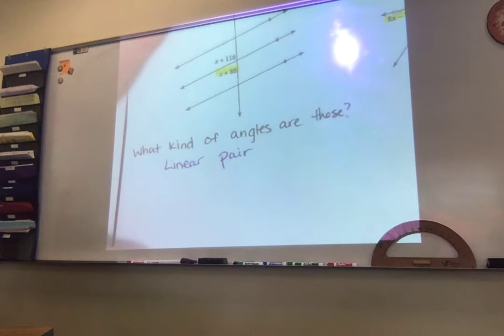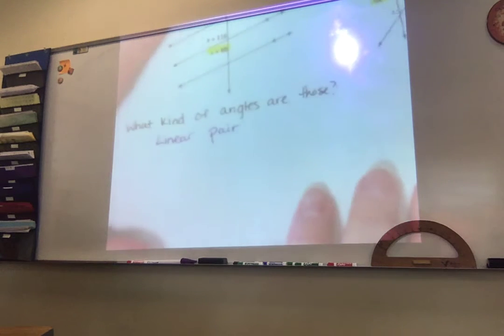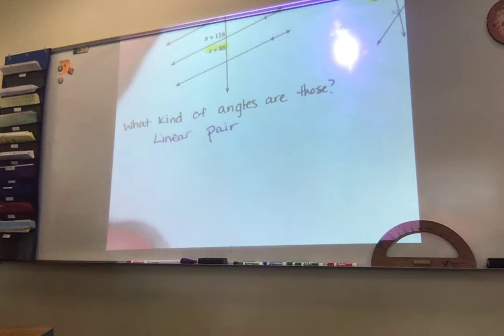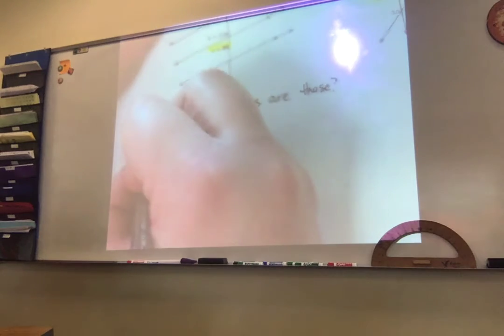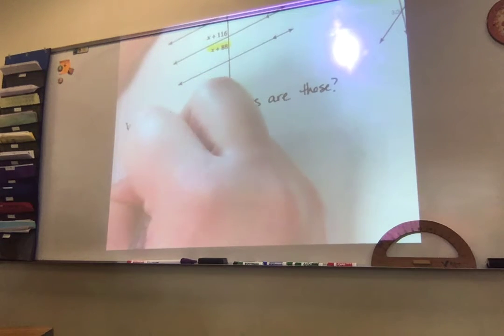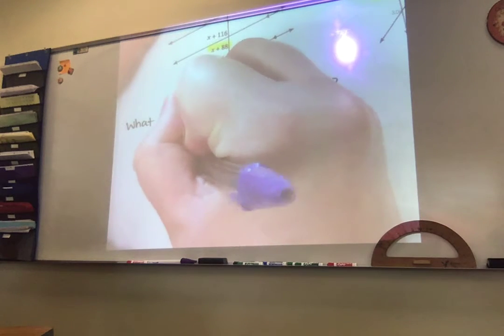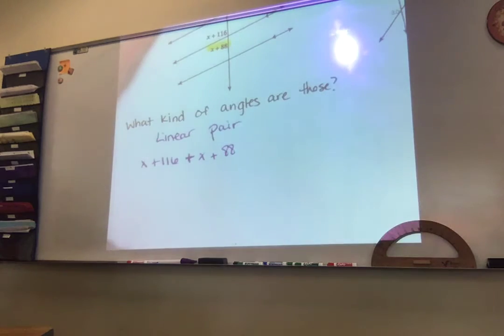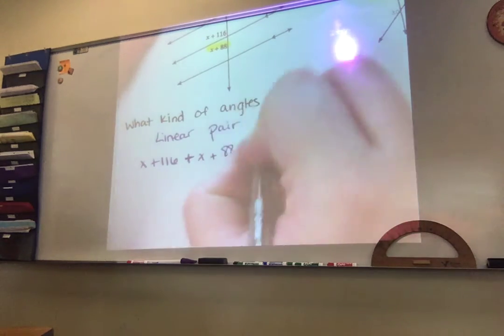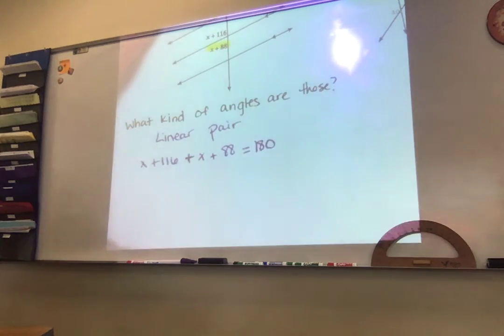Okay, so since these are a linear pair, how do you think I'm going to set up my equation? It would be x plus 116 plus x plus 100 plus 88 equals 180. Good. So again, both of those expressions added together need to equal 180 degrees.